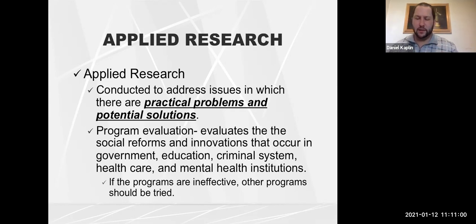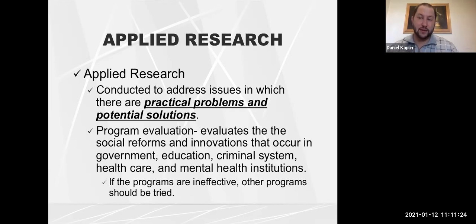And my gut, pardon me, I shouldn't say my gut because we talked about intuition. My experience in 15 years of teaching is that most people jump to applied research because it solves the problem. But here's the deal. It's a trap question. Basic research and applied research are equally important.